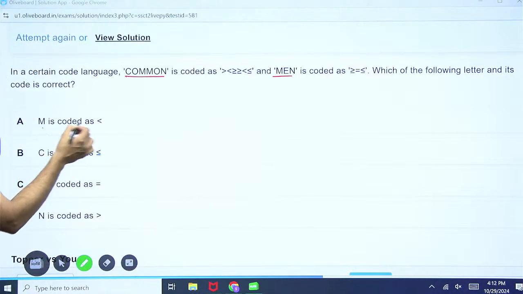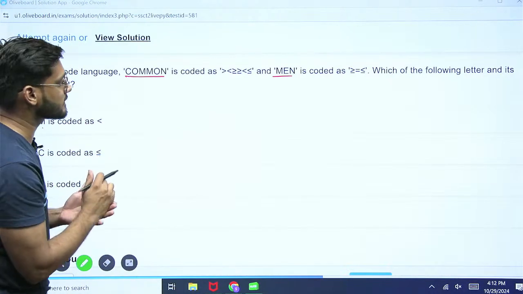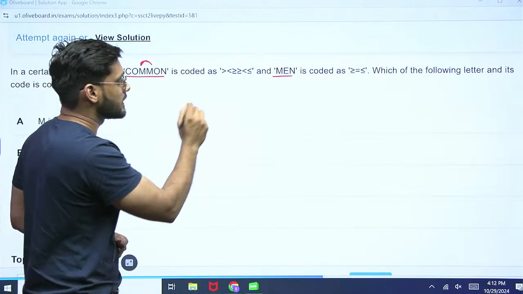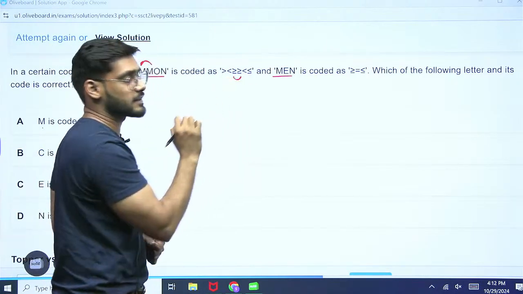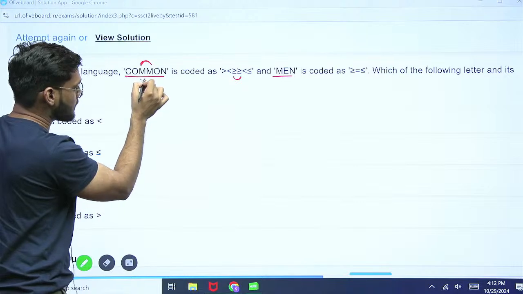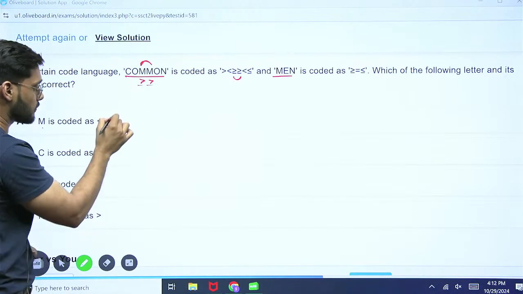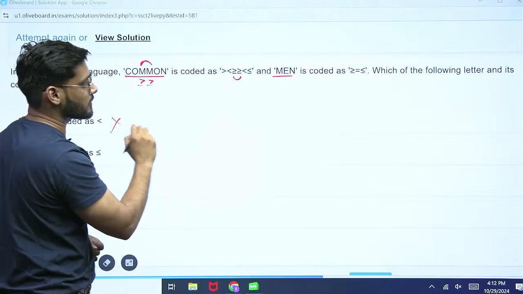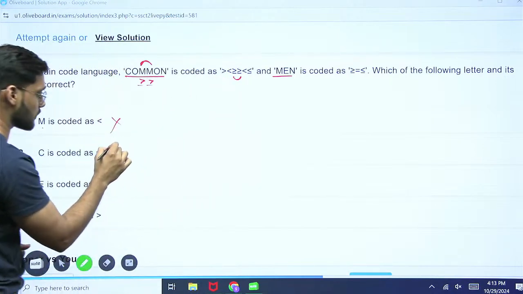Let's see. M is coded as less than sign. What we can see, M is repeated 2 times at the third and fourth position, and at the third and fourth position, greater than equal is given. So the code for M is greater than equal, right? So the first one is wrong. C is coded as less than equal. C is given at the first and first is greater. So this is also wrong.